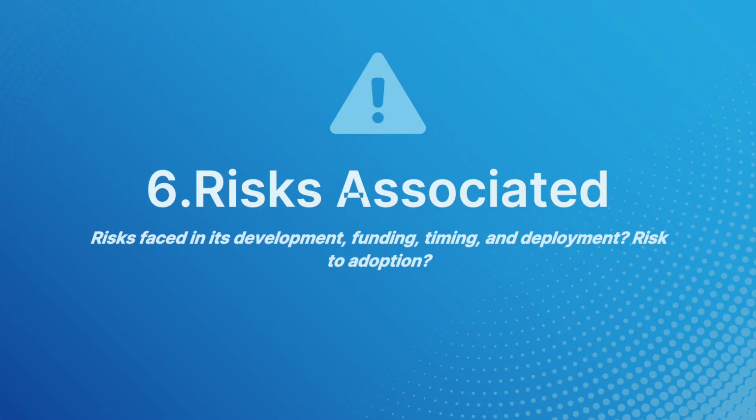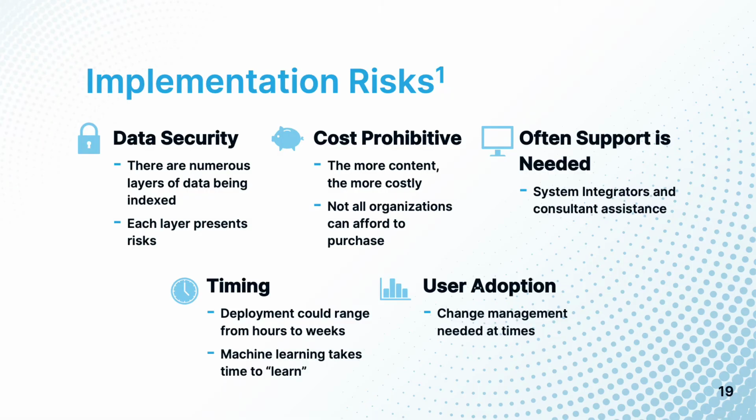I'll now discuss risks faced in the product's development, funding, timing, and deployment, as well as risks to adoption. So what are the risks the technology faces in its implementation? Firstly, security is always a potential issue when indexing content from multiple sources. Next, connectors often need to be built, which requires significant R&D spend. The more content sources that need to be indexed, the pricier the implementation.